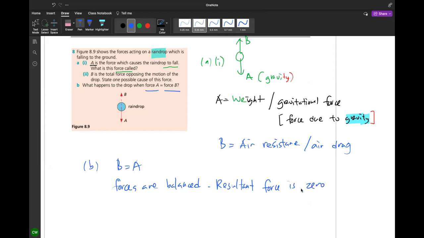Air drag. Okay, resultant force is 0 means balance. So when you explain this thing, this is a keyword. You have to write balance and then you have to write resultant force 0. Keyword. All these are keywords. So they look for the word 0. 0 must be there.